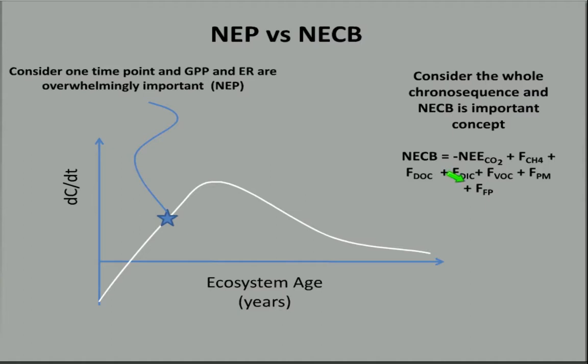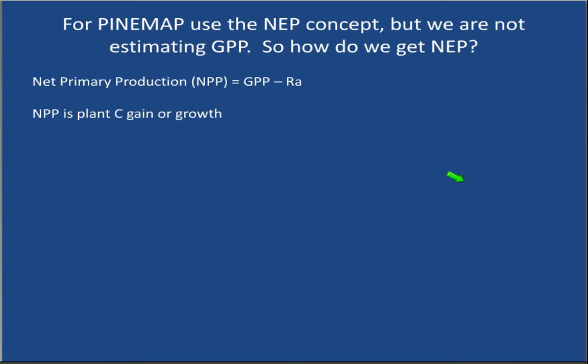All right, so now we're going to get to heterotrophic respiration. Why are we measuring it? So we're not actually estimating GPP in PINEMAP. It's a very difficult thing to estimate. In fact, we can't really directly measure it using any methodology. But what we can do is measure NPP, or plant growth.